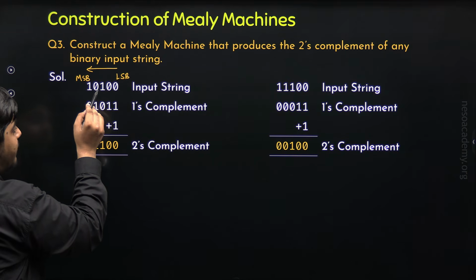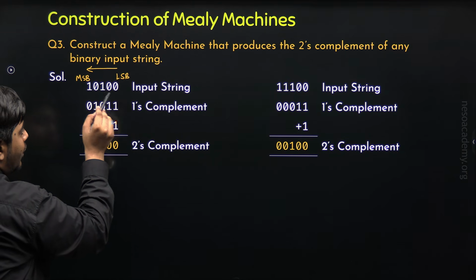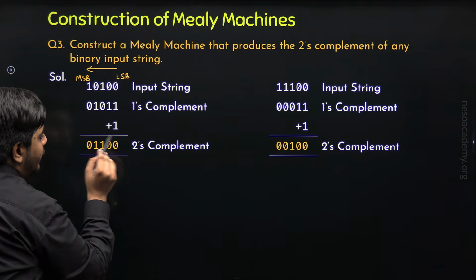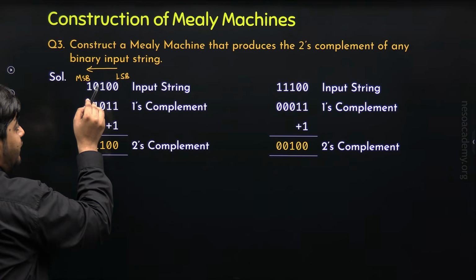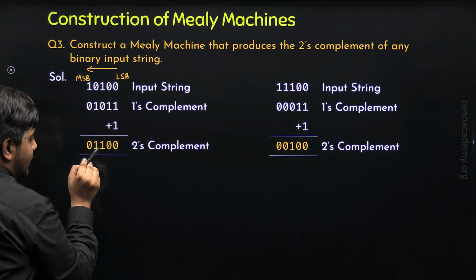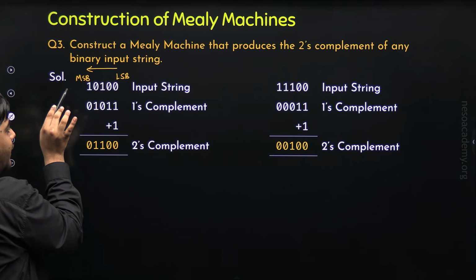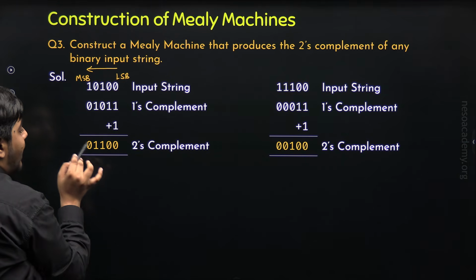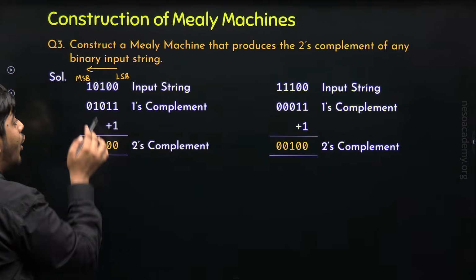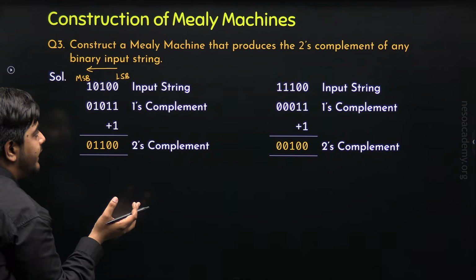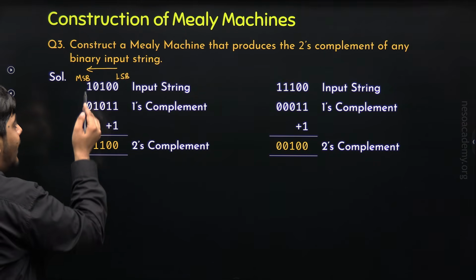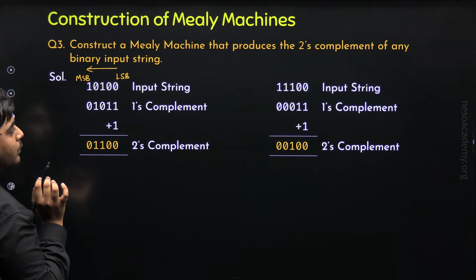left, before the first one comes, all the bits are same in the 2's complement. When the first one comes, it is also same. But after the first one, all the bits are flipped. Or we can say, all the bits are 1 complemented. 0 becomes 1 and 1 becomes 0.